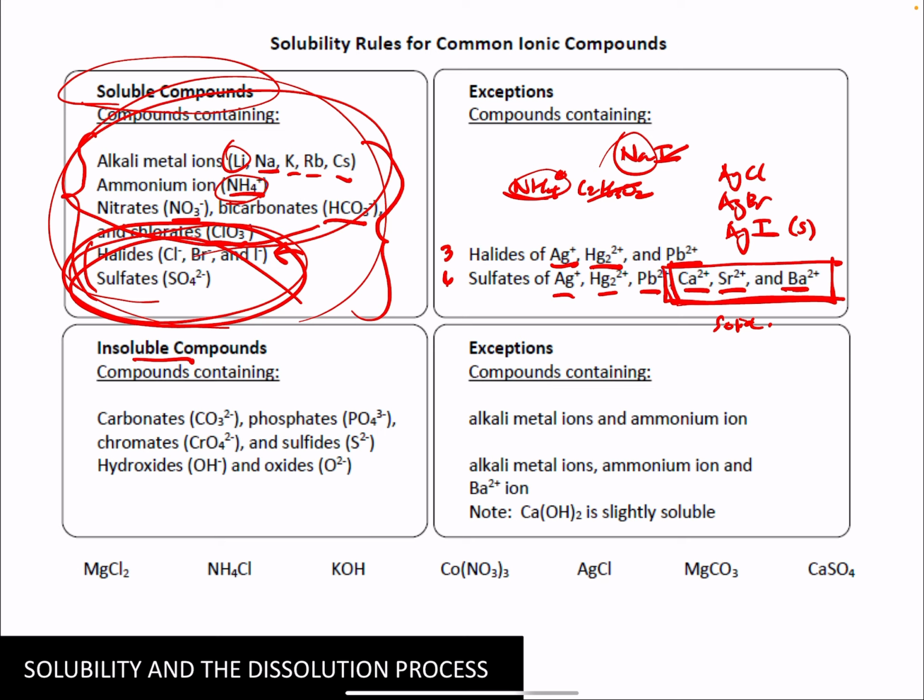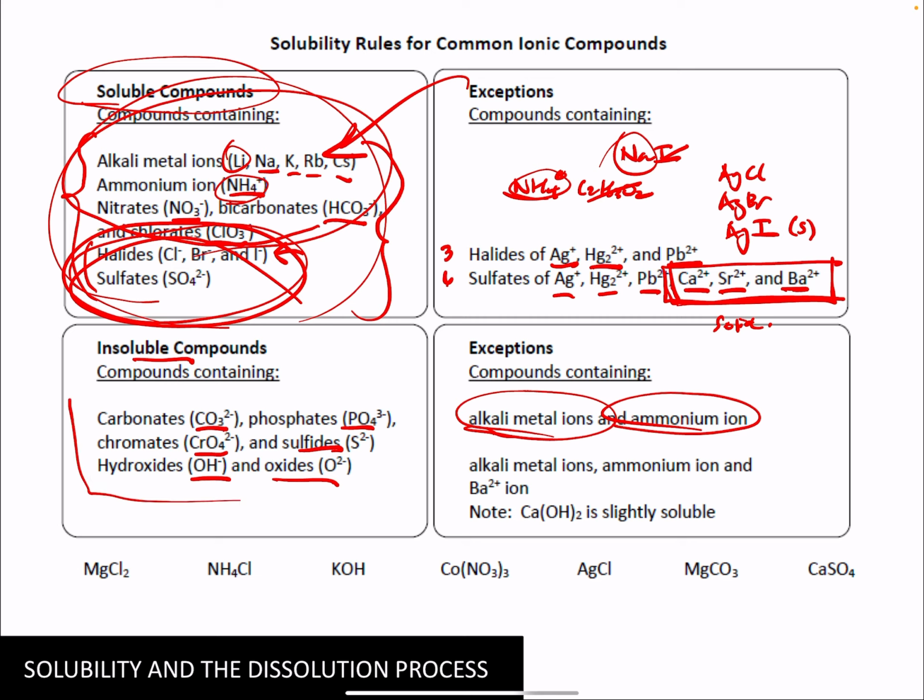The mostly insoluble guys, so if you have these guys, carbonates, phosphates, chromates, sulfides, hydroxides, and oxides, you are insoluble with the exception of the things that are always soluble to start with, right? So alkali metals, we already said, are always soluble. Ammonium ions are always soluble. So if you combine any of the alkali metals or ammonium with any of these guys, it'll still be soluble. But everybody else is insoluble. There's kind of one exception for hydroxides and oxides, which is that the barium ion is soluble. So barium hydroxide is soluble, whereas almost all other hydroxides are insoluble. Calcium hydroxide is slightly soluble.